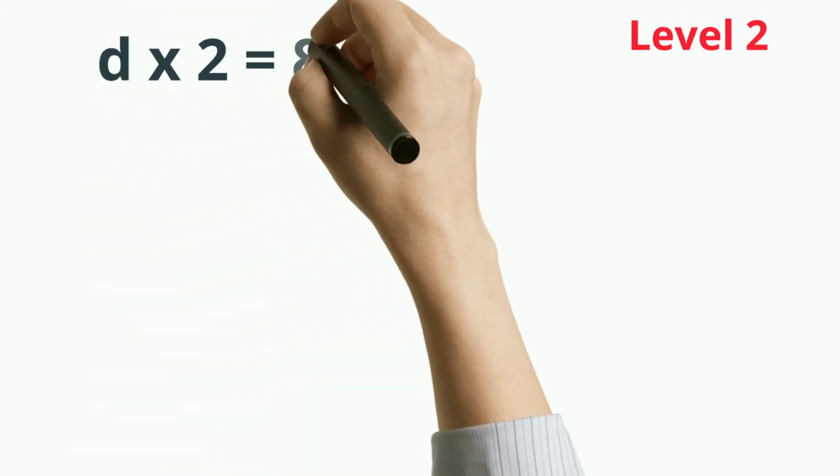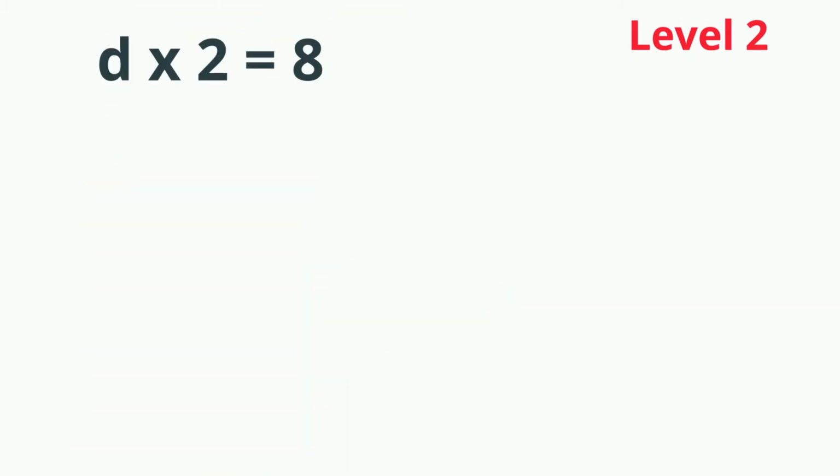In this example, our question is d multiplied by 2 equals 8. So again, where we see our letter in algebra, we can just say something. Something multiplied by 2 equals 8. And again, we can put our box around the letter just to trick our brain into knowing what to do. So we need to put in a missing value for d.